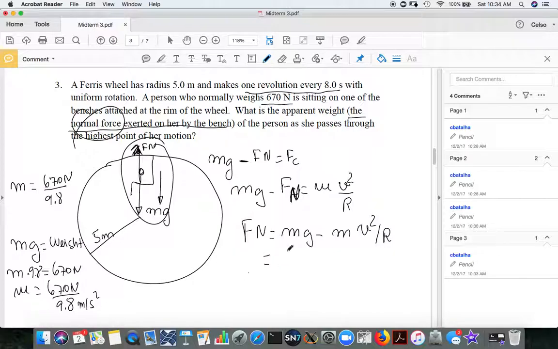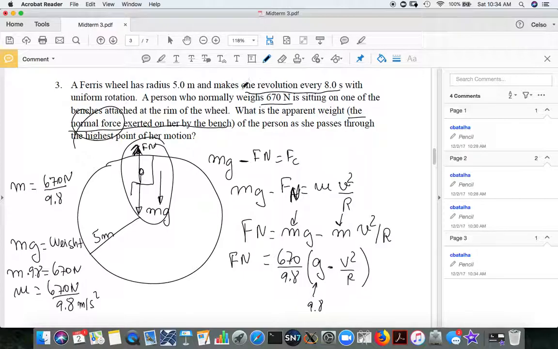I'm going to write the mass without calculating here, but you feel free to do that. And I will put these two terms outside a common parenthesis: g minus v squared over r. So I could now find the normal force. Since I know g, 9.8, I could find the normal force if I solve for v. So what is the information given for v?